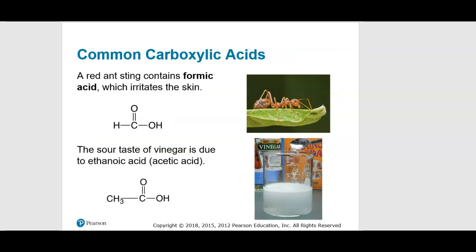You know of some of these things. You know, the sour taste of vinegar: ethanoic acid, acetic acid. That's what's in vinegar, acetic acid. Formic acid comes from the Latin word for ant. Red ants have a sting that contains formic acid, so that's a skin irritant, so it can give you a little bit of burn. You find ant stings can be pretty painful.